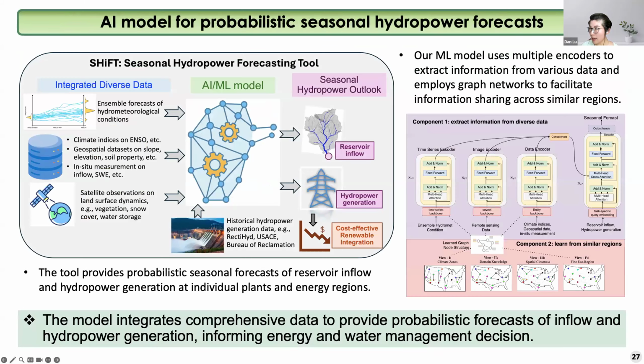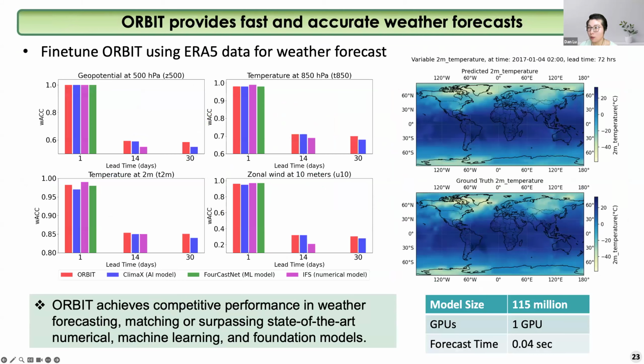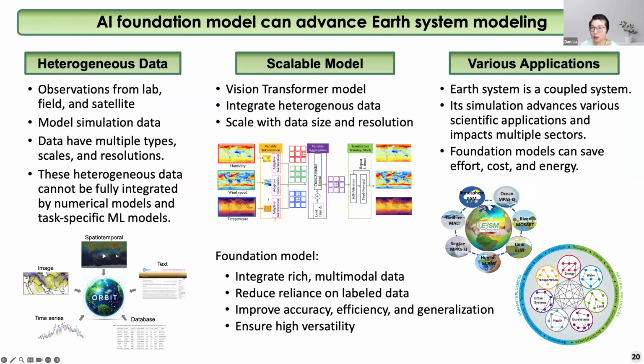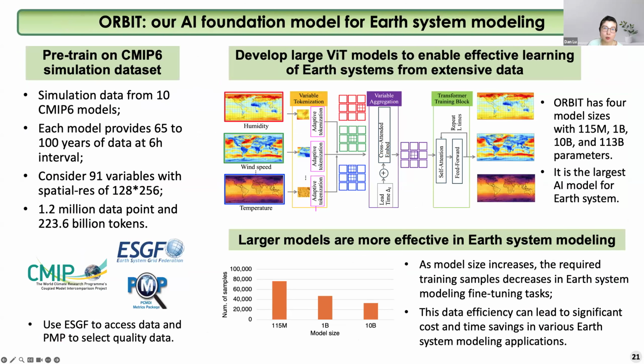Oh, right. So let me go back to the ORBIT slides. Okay. Right. So the challenge of ORBIT, as you can see, yes, this shows model size. We have 4 model sizes starting from 100 million to 100 billion. That's because we have a large amount of data, and we pre-trained using the CMIP6 data. So those are the model simulation data. And we have petabytes of the CMIP6 model simulation data. So we need to design a large model to extract the information from this large amount of data.